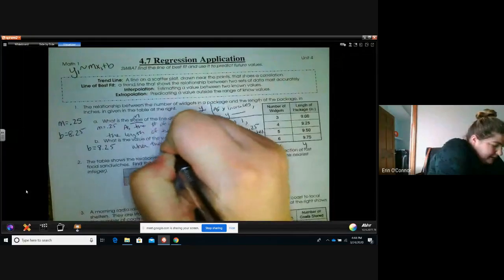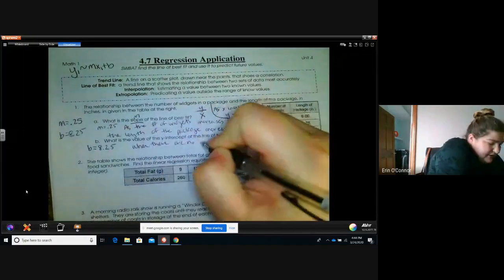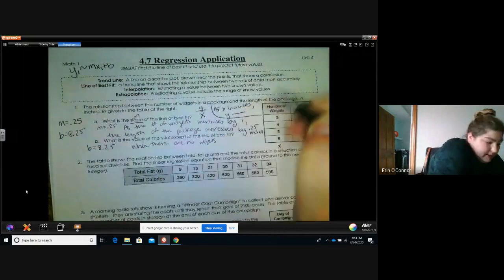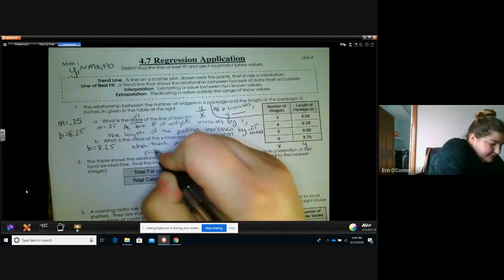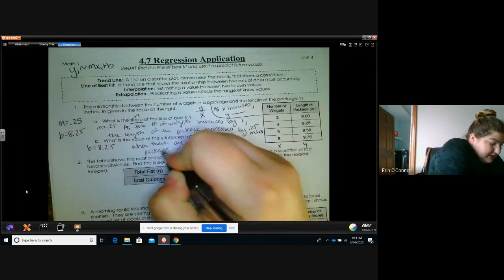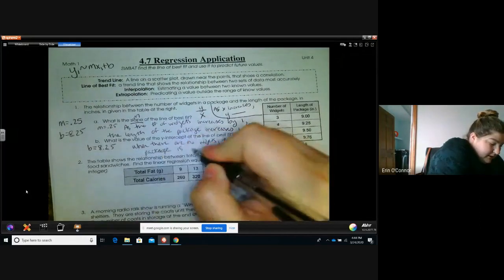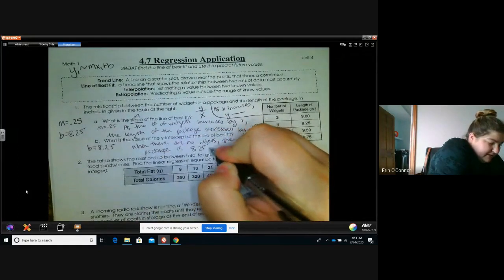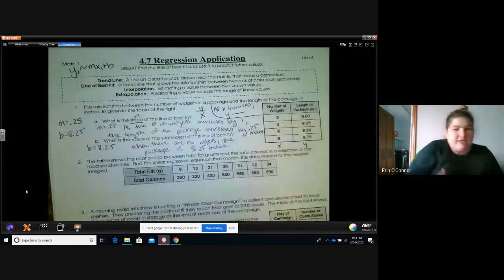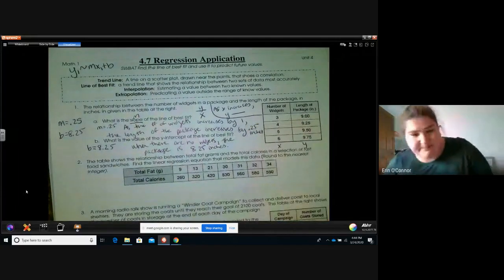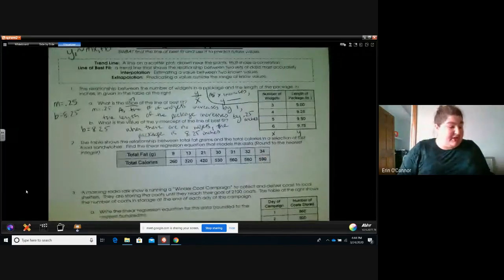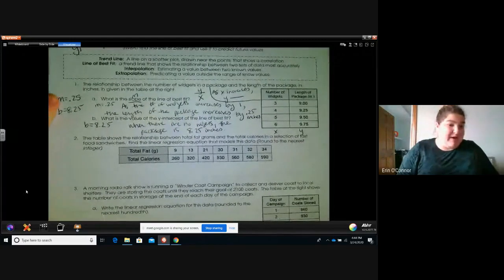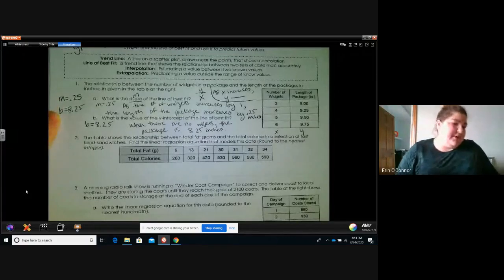When there are no widgets, the package is 8.25 inches. So that's just the base size of the package. Okay. And if we were to write this in an equation, it would be y equals 0.25x plus 8.25.